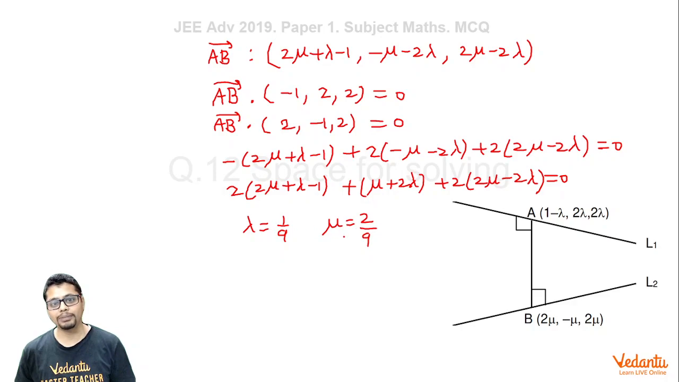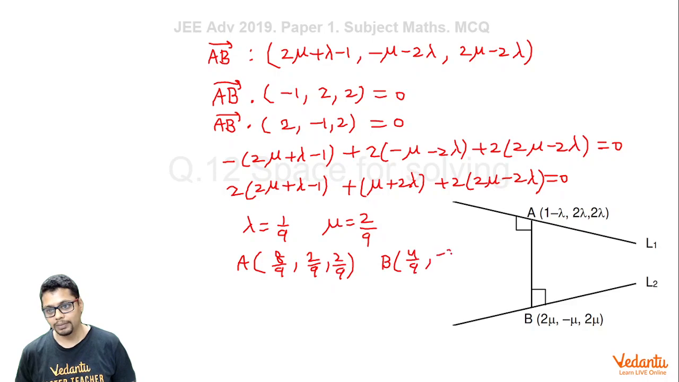Now having got lambda and mu, you may find the points A and B. Point A would turn out to be, as you put lambda to be 1 by 9, 8 by 9, 2 by 9, 2 by 9. And point B, as you put mu to be 2 by 9, becomes 4 by 9, minus 2 by 9, 4 by 9.